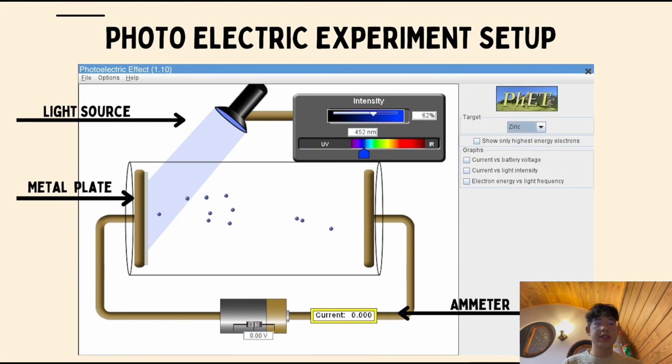So let's use the simulation to observe the basic setup and how the light interacts with the metal. First off, the light will flash onto the metal surface. In this case it is sodium, and the electrons will bounce off with kinetic energy, as you can see in the simulation.